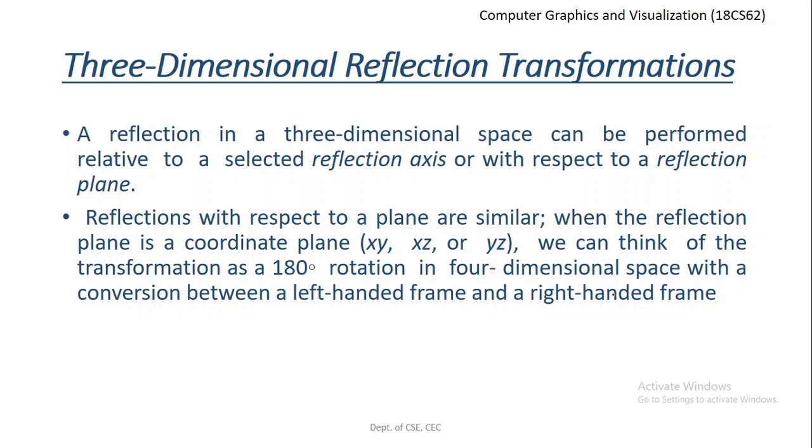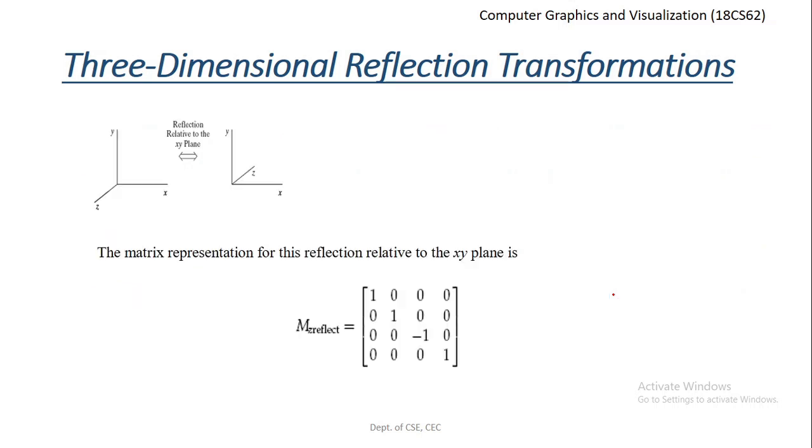A reflection in 3D space can be performed relative to a selected reflection axis or with respect to a reflection plane. So in 3D space, we can perform the reflection with respect to a particular reflection axis, that is the x, y or z axis, or also with respect to a given reflection plane. Reflections with respect to a plane are similar when the reflection plane is a coordinate plane. So we can have three planes: reflection with respect to the xy plane, the xz plane and the yz plane. For reflection with respect to these planes, we can think of the transformation as a 180-degree rotation in 4D space with a conversion between a left-handed frame and a right-handed frame. Let us look at one example here.